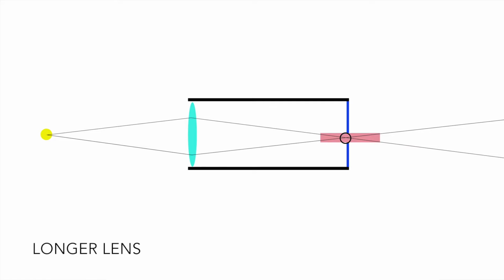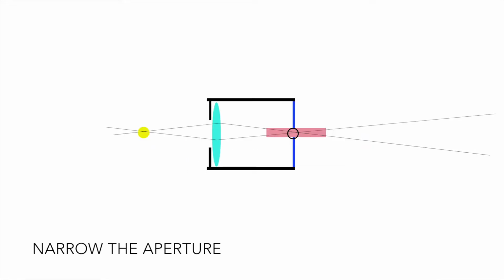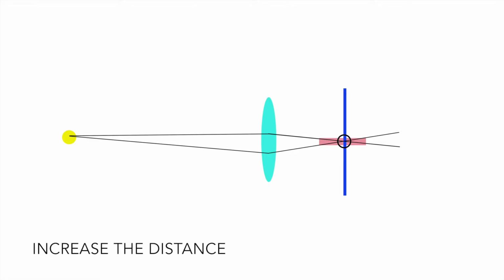So there are three ways of doing that. Use a longer lens, narrow the aperture, or increase the distance between the camera and the subject.